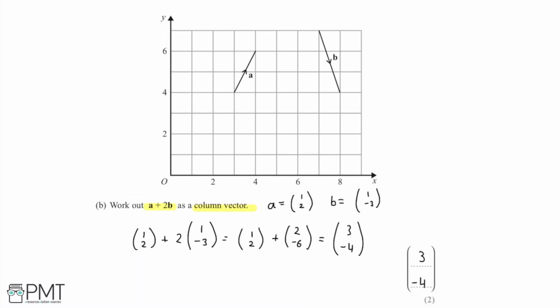As for how both of the marks are awarded, the first mark would be for writing out this attempt to add a plus 2 lots of b, and then the second mark would be for this correct final answer here of 3, -4 as the column vector.